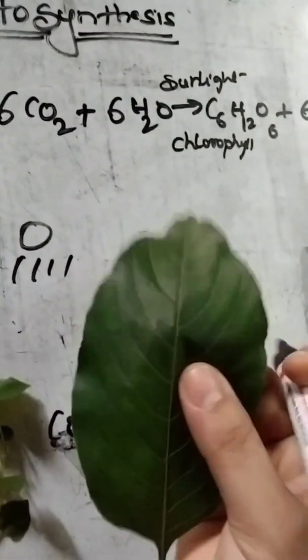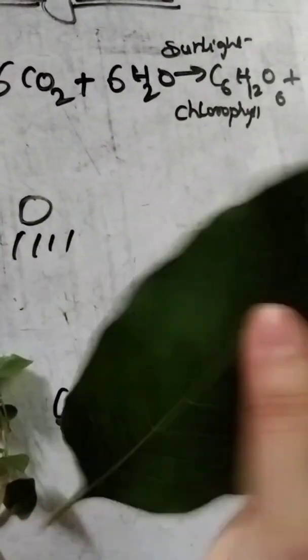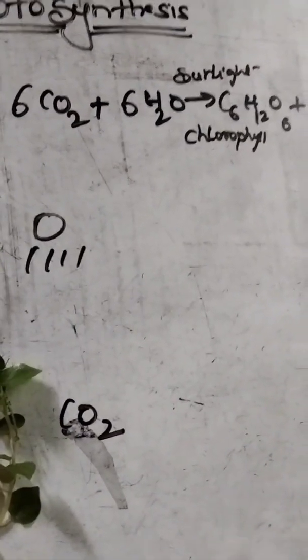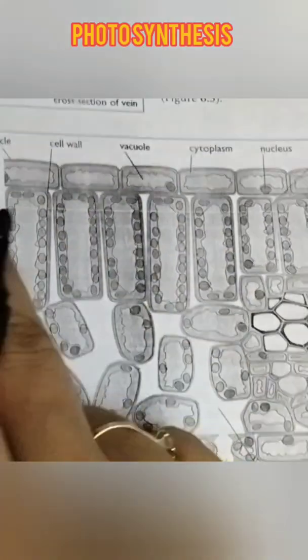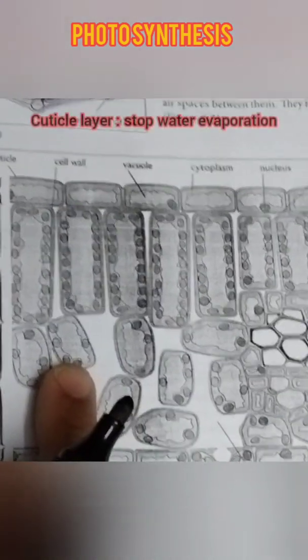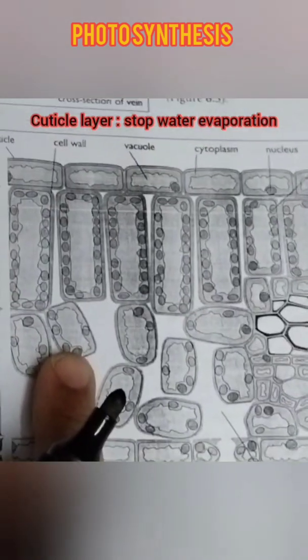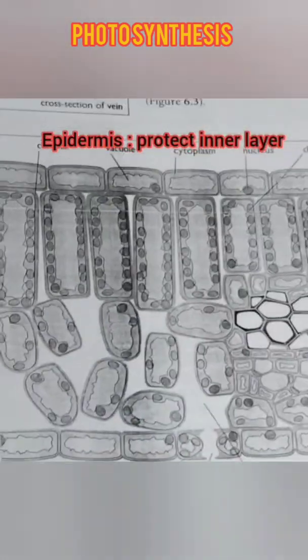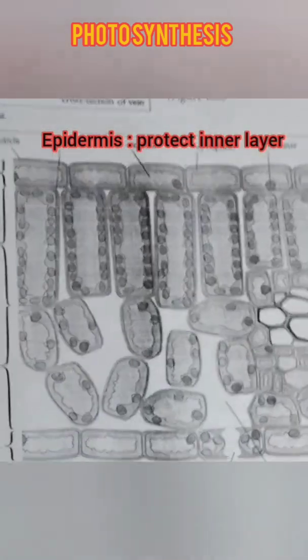So the leaf looks very thin, but it has got several layers. Upper and lower surface it has got epidermis. You can see the clear structure of the leaf over here. It has got upper epidermis and lower epidermis, and then it has got a cuticle layer above the upper epidermis. The function of the cuticle layer is to stop water evaporation. And the function of the upper epidermis and lower epidermis is to protect the inner layers.